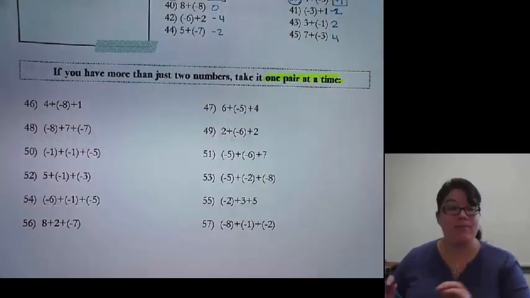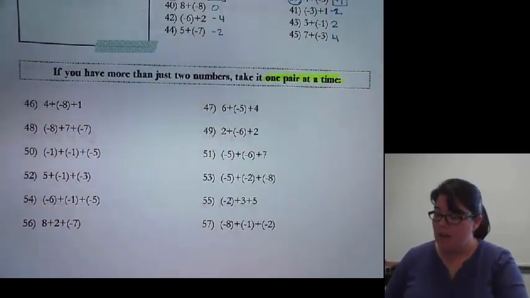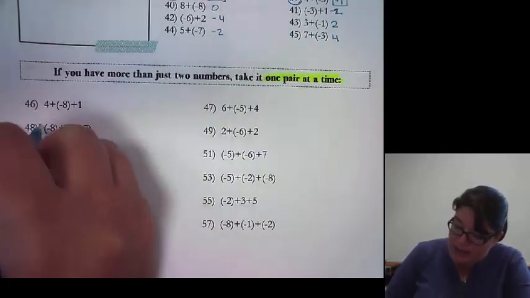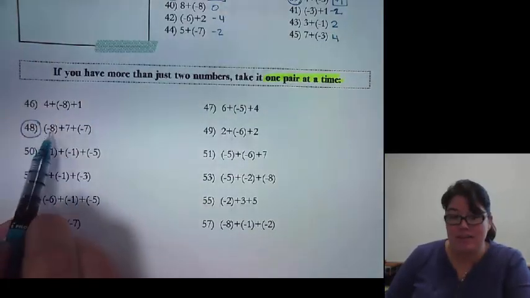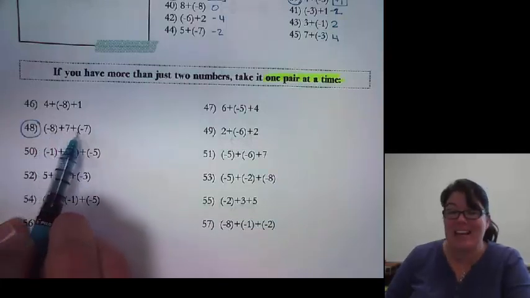So what do we mean by that? We're going to follow the same rules, keep the same song. But take a look at number 48. Here I have negative 8, positive 7 plus negative 7.